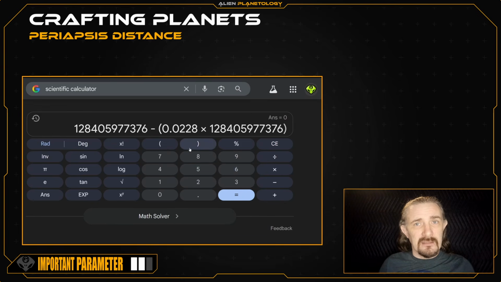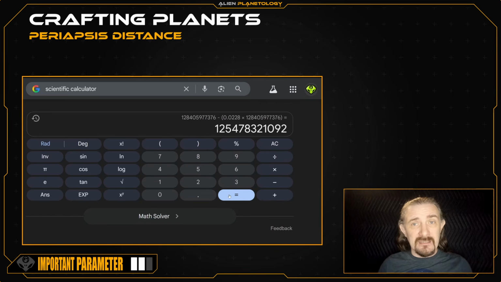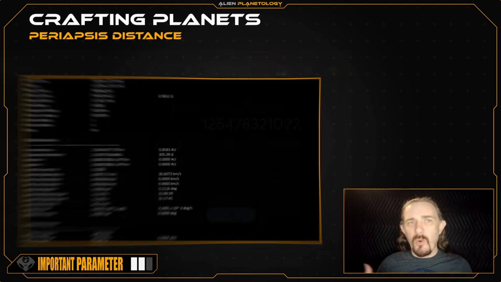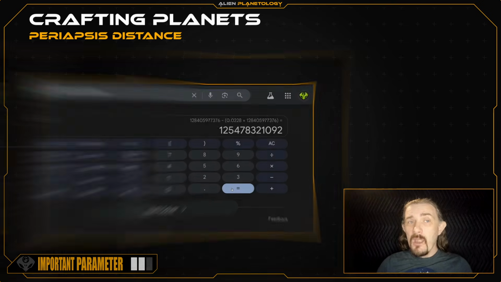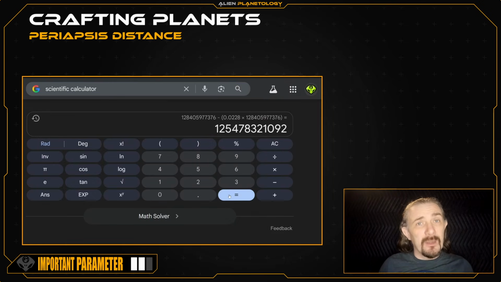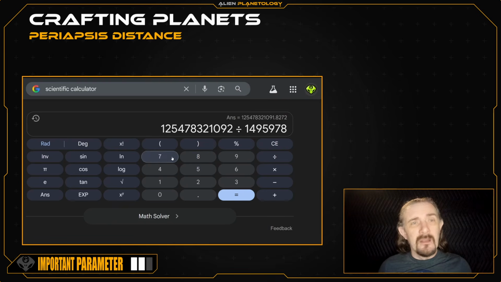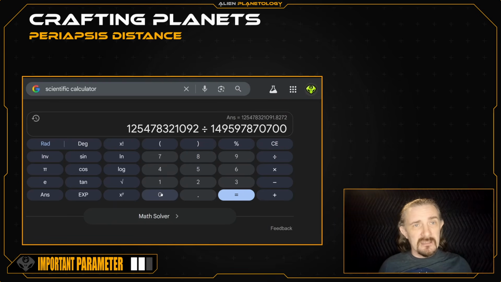Then close the parentheses. Your equation should look something like this. We press equals, and there's our planet's periapsis distance in meters. So I'm going to add that to my SAP sheet as 125,478,321,092 meters. Before we move on, let's convert this value into astronomical units by dividing it by 149,597,870,700 meters.